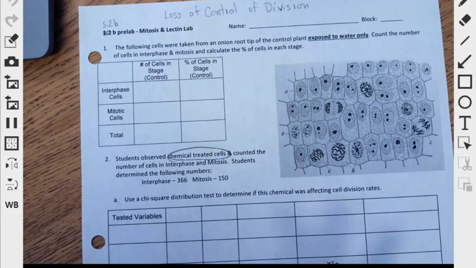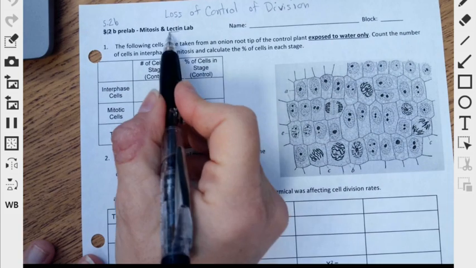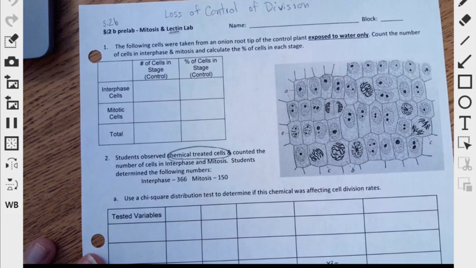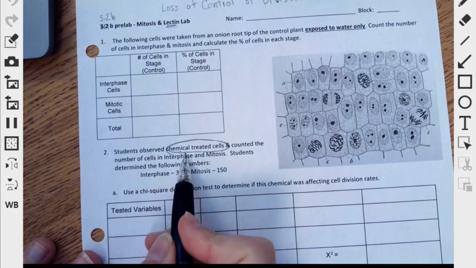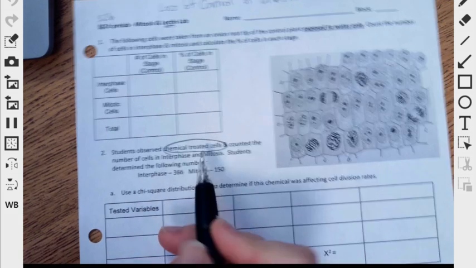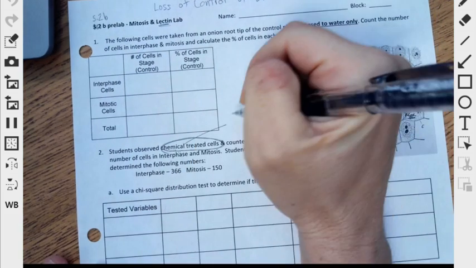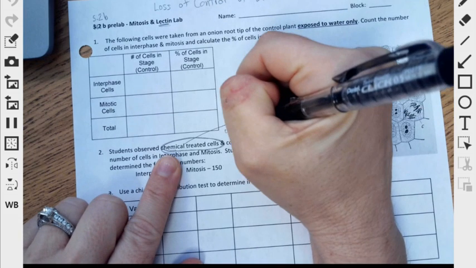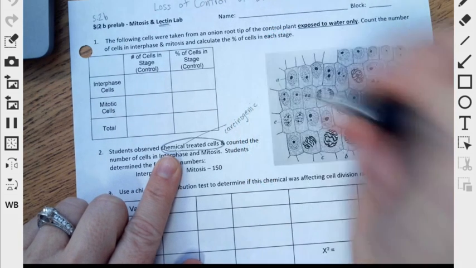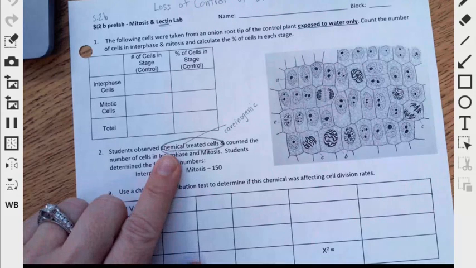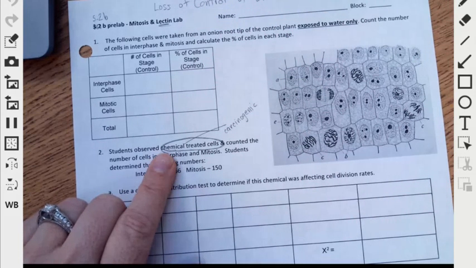So what we do in this lab is we take a chemical, and that chemical is called lectin, and it's a protein. You can tell it's an -in. And we take some cells and we expose them to this lectin. And basically what we're going to decide is, is this chemical carcinogenic? Can it cause cells to divide abnormally? Because that's what cancer is. So can this chemical cause cells to divide abnormally?